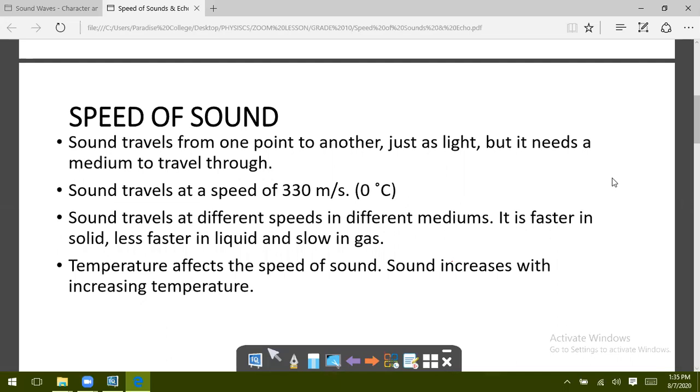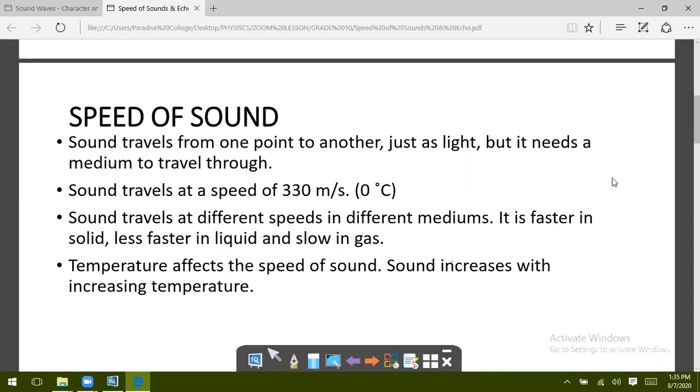Can anyone remember the speed of light in air? 300,000 kilometers in 1 second. So this is the speed of light, and 330 meters per second is the speed of sound in air.